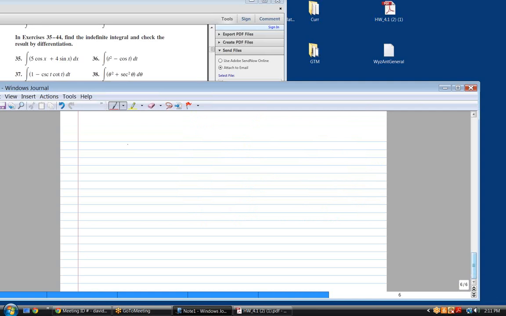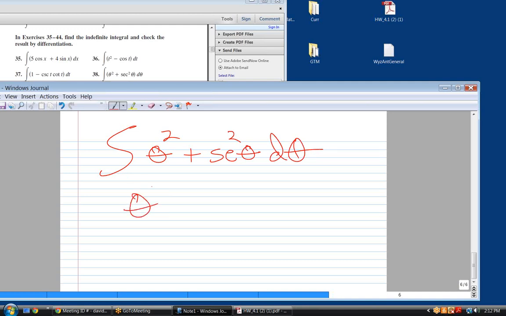About 38. 38 is theta squared plus secant squared theta. So again, we would just, for the theta squared, make it a theta cubed over 3. And then for secant squared, we would make that a tangent, just theta. Just a tangent.